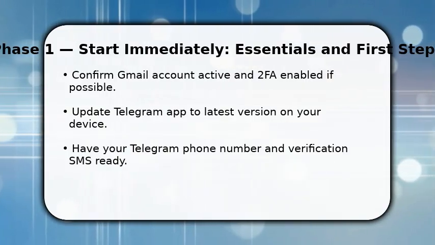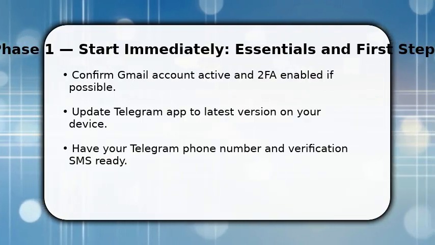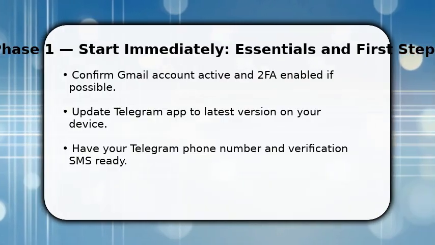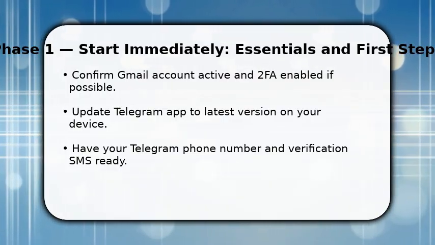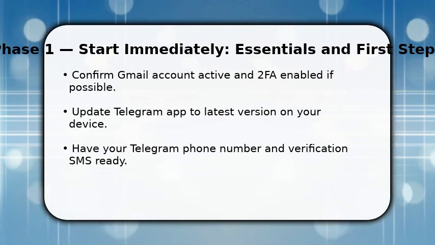Open Telegram and choose Login. Enter your phone number to trigger the standard flow. This primes the account. Once done, watch for a log in with Google or link account button. Using your phone first speeds up account matching and prevents duplicate accounts.